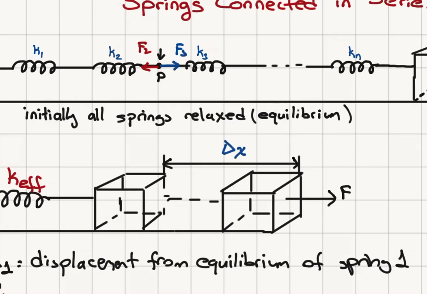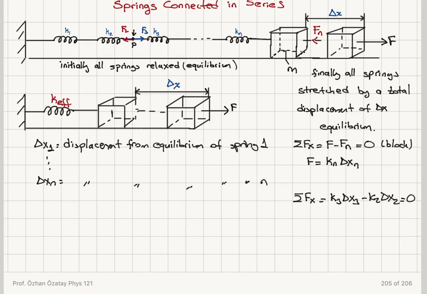So there is the force F3, and there is the force F2. So that's K2 delta X2, F3 is K3 delta X3. So I have equilibrium at point P. So this is for point P, and because I have equilibrium at point P, I have K3 delta X3 is equal to K2 delta X2.